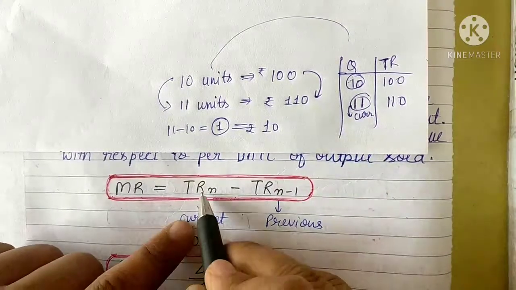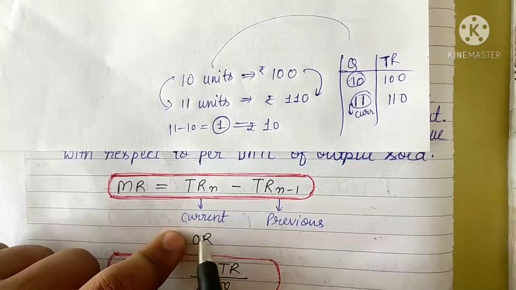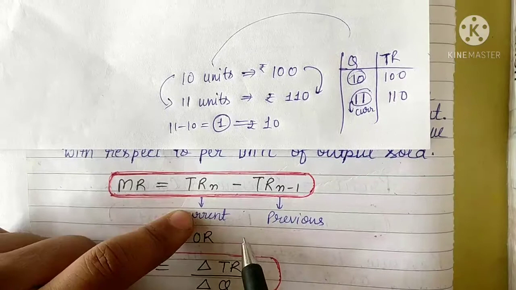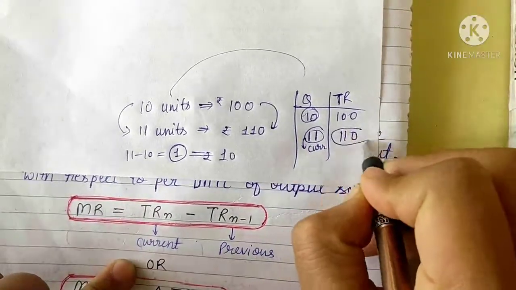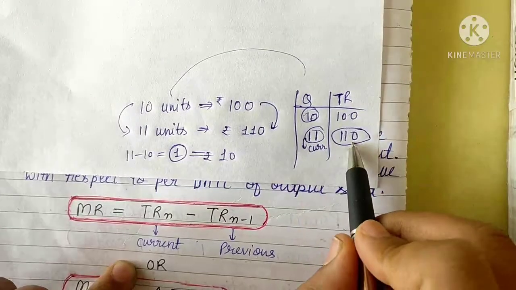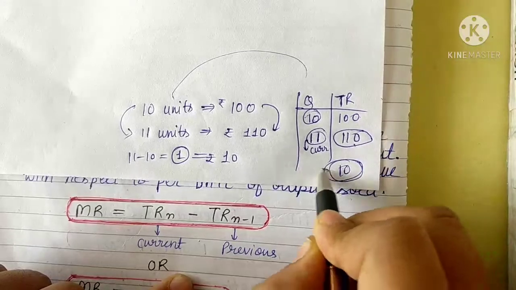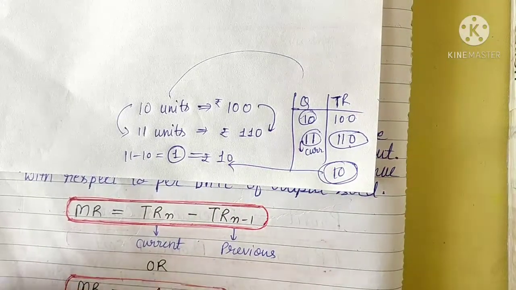So in the same way, how will we find MR? By subtracting the previous unit of total revenue from the current unit of total revenue. So see, this is called the current unit, this is the previous unit. So current 110 minus 100, how much will it come? 10. This 10 is my MR, or you can say marginal revenue.